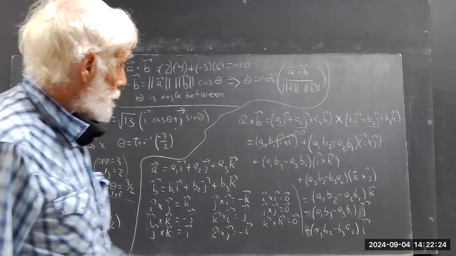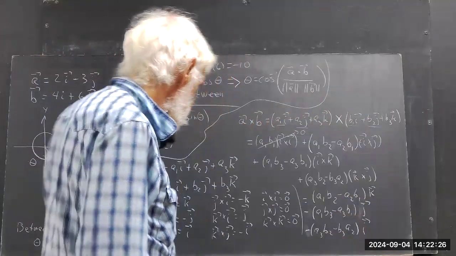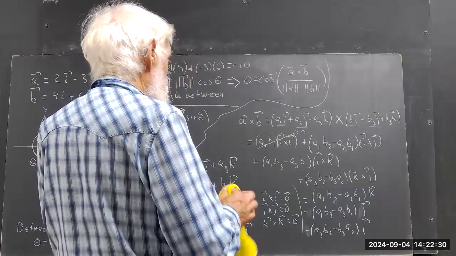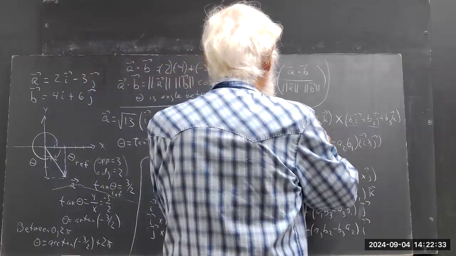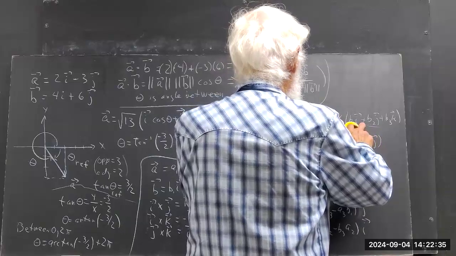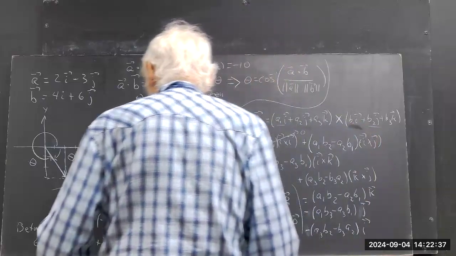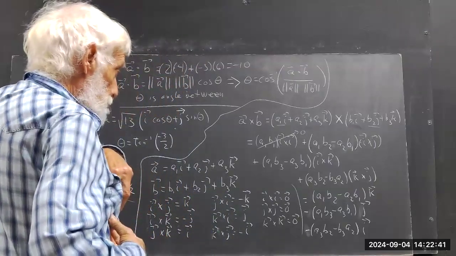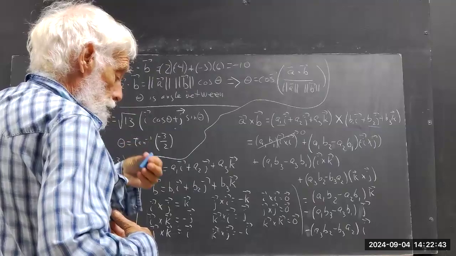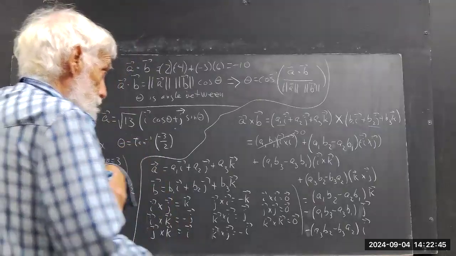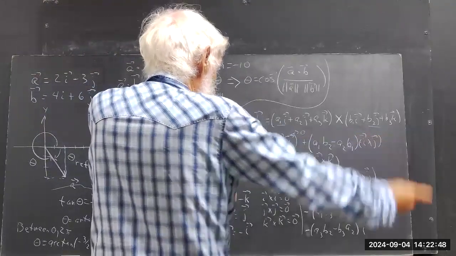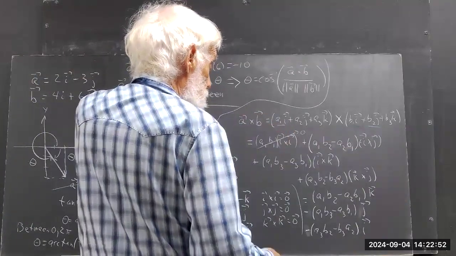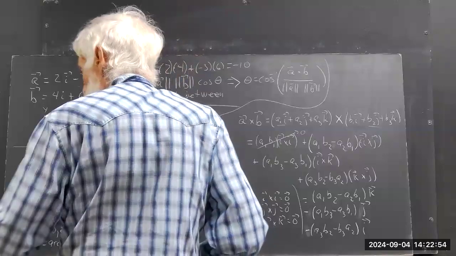Okay, now if I want to do A cross B, I want to modify the thing I did, making corrections up there. There we go. Now, A cross B, of course, is just A1 i plus A2 j plus A3 k cross with B1 i plus B2 j plus B3 k.